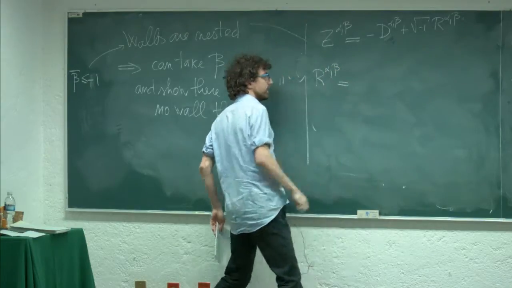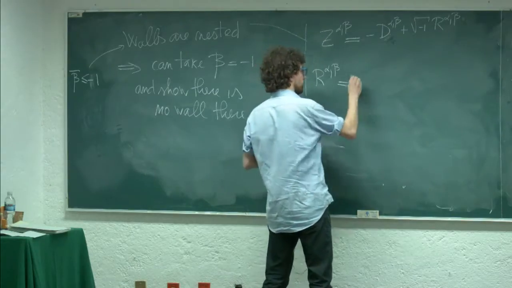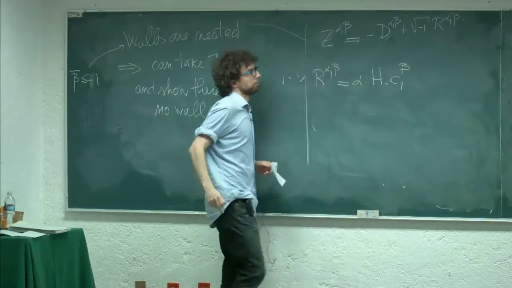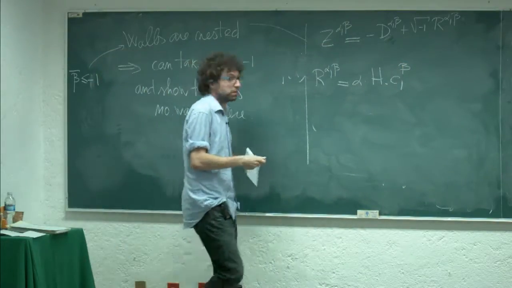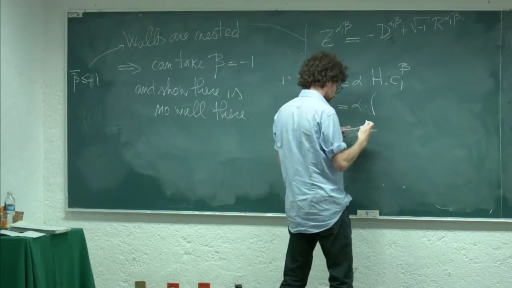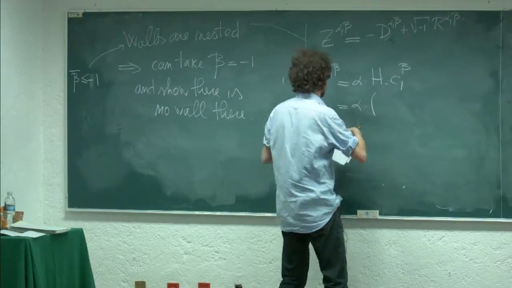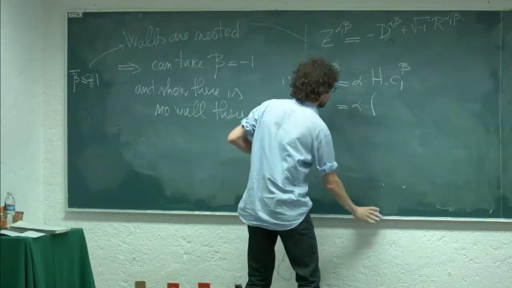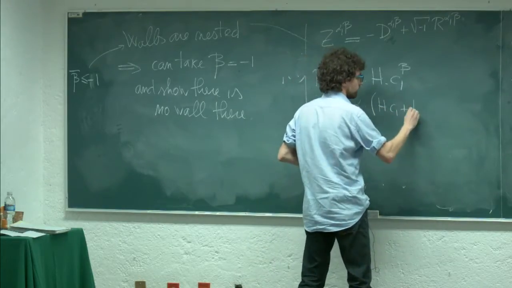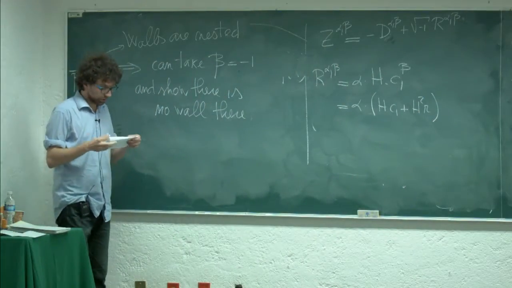So in these constants, the rank is actually very simple. There is a constant alpha, which goes outside. And then I have times h times c1 beta. But beta is -1, so I can write explicitly what this guy is. So it's alpha times, and what do I have? Let me write it. H times c1 plus h squared times the rank. Okay, so that's what we have here.